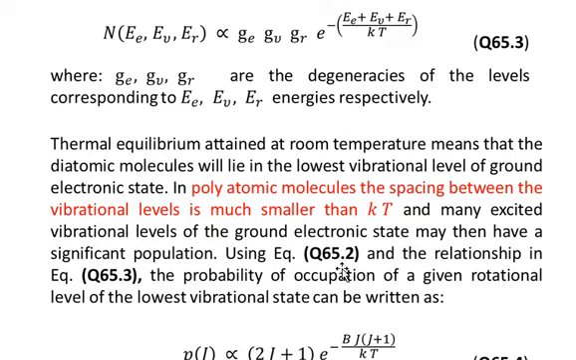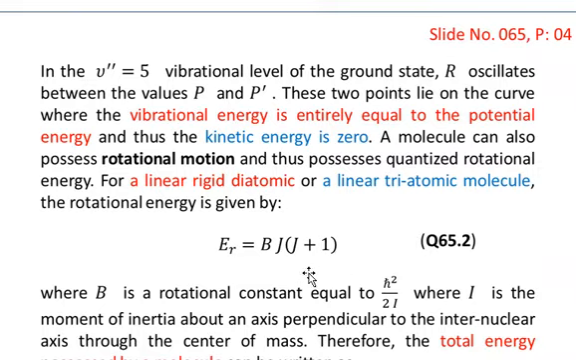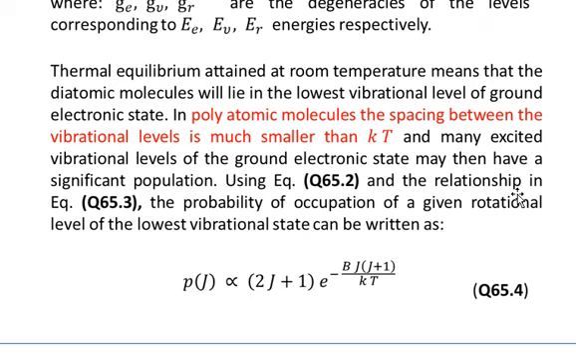Using equation number 65.2, which is this equation, and the relationship in equation number 65.3, the probability of occupation of a given rotational level of the lowest vibrational state can be written as follows. So you see that we have written down the probability of occupancy of the rotational level J. So what is the probability that our rotational level J is occupied?